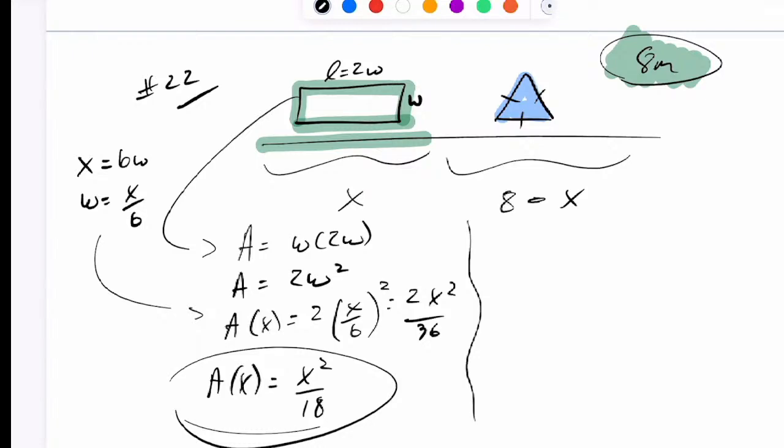So for this triangle here, if you take a look, because it's equilateral, each chunk is going to be 8 minus x over 3.